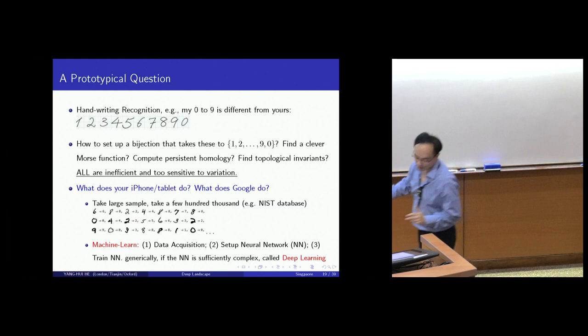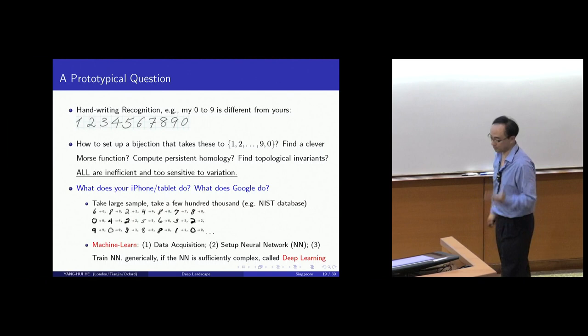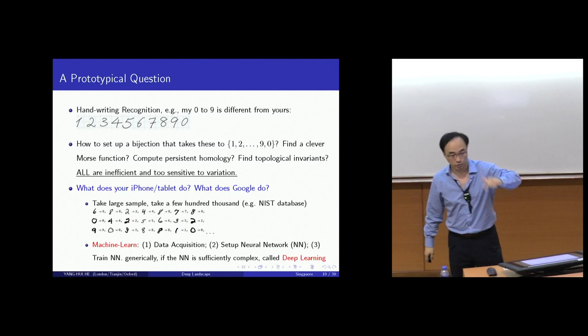So here's a perfect problem for machine learning, for what we call supervised machine learning. Step number one, data acquisition. Two, you set up your favorite thing, for example, a neural network. And three, train your neural network to predict.